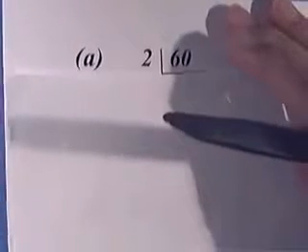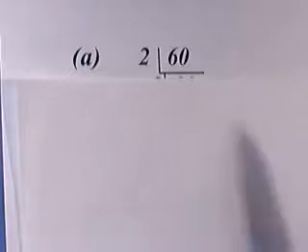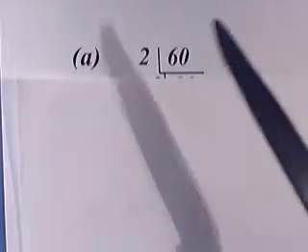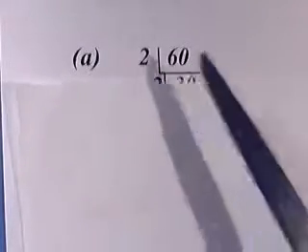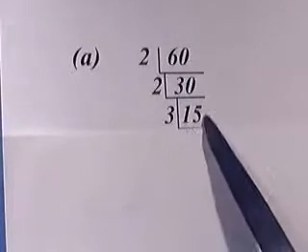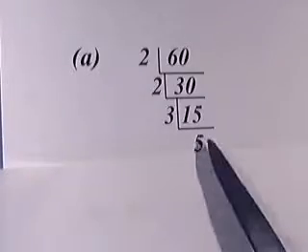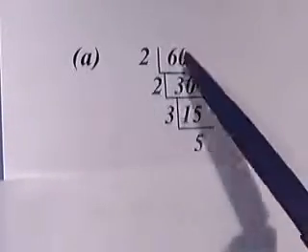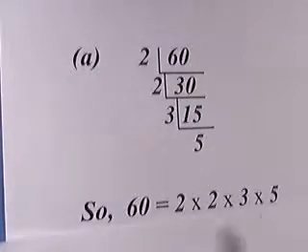So let's start. The first part was to break up 60 as a product of its prime factors. Well, 60 is an even number, so I can start dividing by 2. 30, even. Keep on dividing by 2. 15. Odd. Try the next one, 3. Next highest prime number. 3 goes in at 5. There it is, 5. So we can now write 60 is equal to 2 times 2 times 3 times 5. I think that was worth 2 marks.